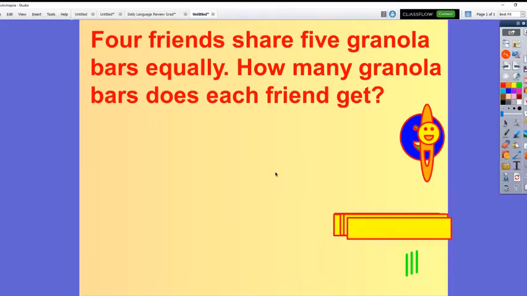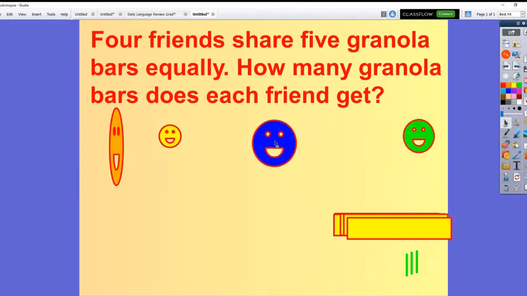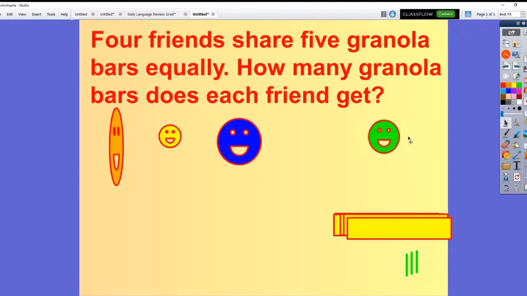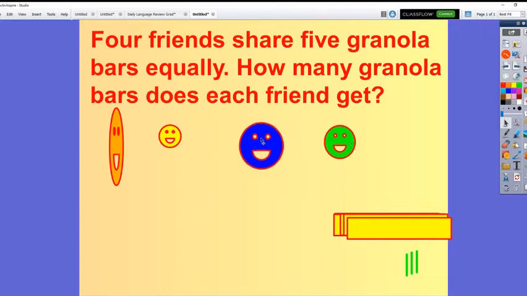Let's look at the first problem and kind of set it up. We have 4 friends share 5 granola bars equally. How many granola bars does each friend get? Let's meet the friends first. They're all hanging out. They're having a great time. We got this friend. We got this friend. This friend. And this friend. And they're playing. Woo! All right. Yeah. All right. We're having a great time.